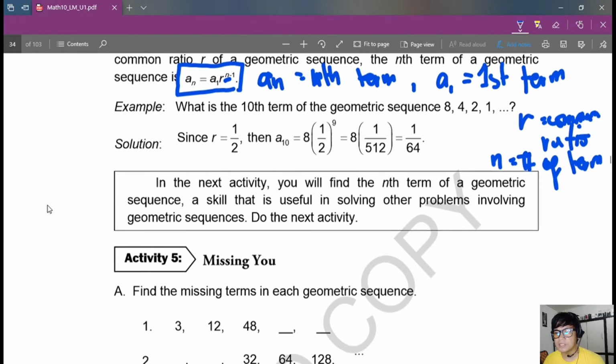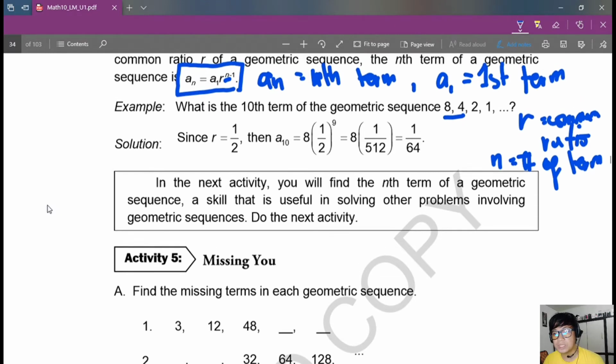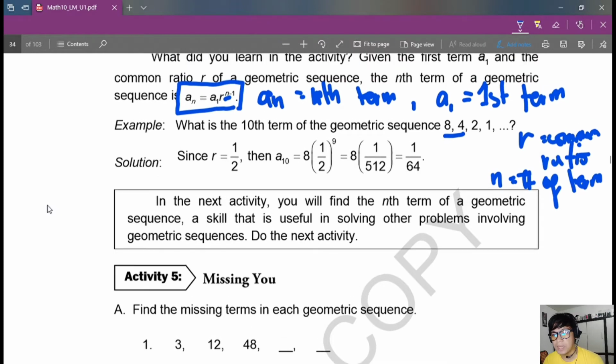So, since R, the common ratio is 1/2. So, paano kinuha? Pili kayo ng dalawa magkasunod na number or term. So, that is 4 over 8 or 1/2. So, the common ratio is 1/2. Ang ginawa is, substitute lang niya sa formula. So, A sub 10, ito may hinahanap natin, is equal to the first term, yung A sub 1. First term is 8 times R. R natin is 1/2, the common ratio.